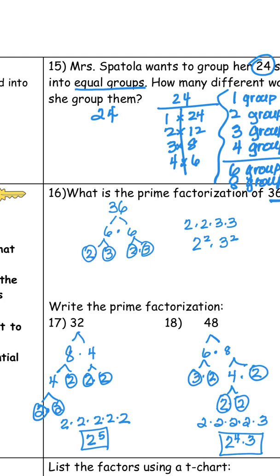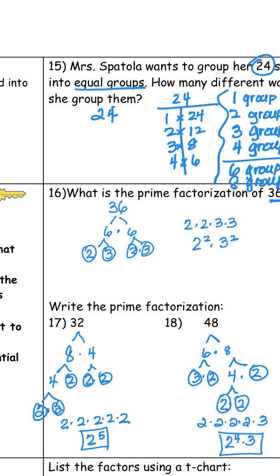Can you have 6 groups of 4? Sure you can. Can you have 8 groups of 3? Of course. 12 groups of 2? Yes. And finally, would you have 24 groups of 1? I would include it, but not normally, unless you are working independently. All right, let's move on to number 16, factor trees.